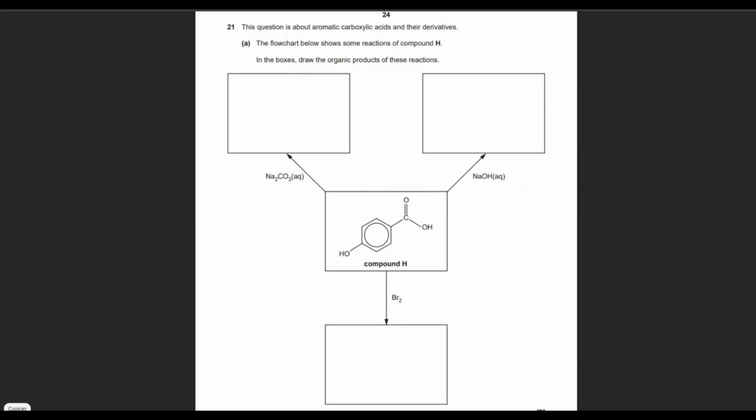Let's go, people. We're going through something about aromatic carboxylic acids and their derivatives. The flowchart below shows some reactions of compound H in the boxes. Draw the organic products of these reactions.